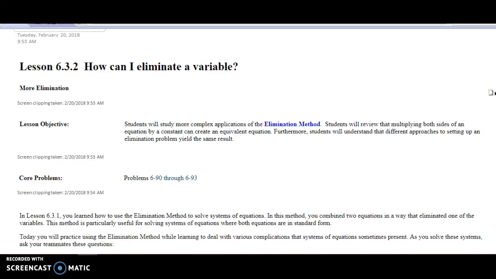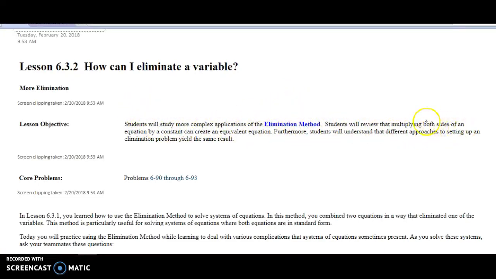Hello class, so today we're going to go through lesson 6.3.2. Yesterday, as you are familiar with, we did talk about the elimination method, and we went over that some. And so today's lesson is going to explore the elimination method more.